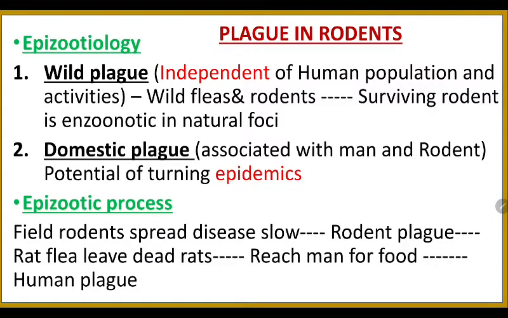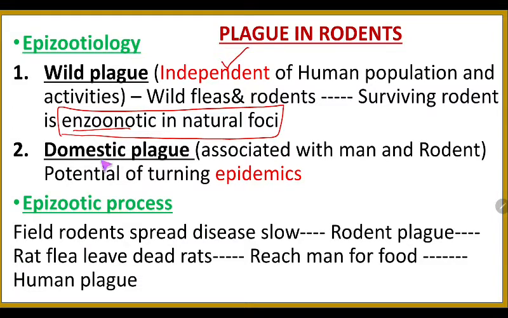So now coming to the plague in rodents, we know rodents are wild and domestic rodents. In wild rodents, it is wild plague, and in domestic rodents, it is domestic plague. Wild rodents will mostly have wild fleas, and live in the forest, right? So this cycle is independent of the human population. If a rodent survives this, it acts as an enzootic reservoir. This infected rodent will spread the infection to other wild rodents. That is called the enzootic cycle.